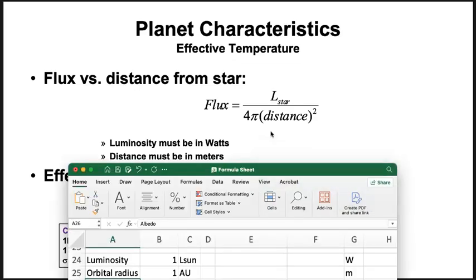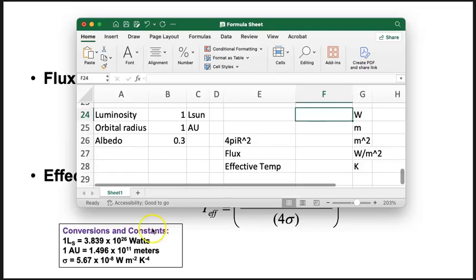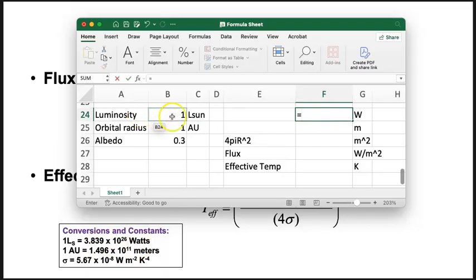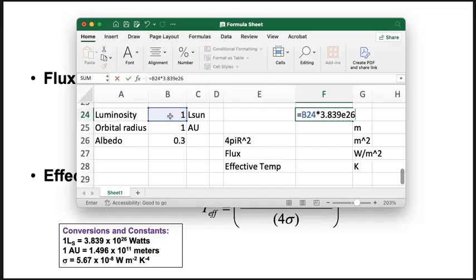All right. So, how are we going to convert from solar luminosities into watts? Well, 1 solar luminosity is 3.839 times 10 to the 26 watts. So in our spreadsheet, take the number of solar luminosities, multiply by the number of watts per solar luminosity, 3.839 times 10 to the 26. Okay, then that'll calculate the luminosity of the star, in this case the Sun, in watts.